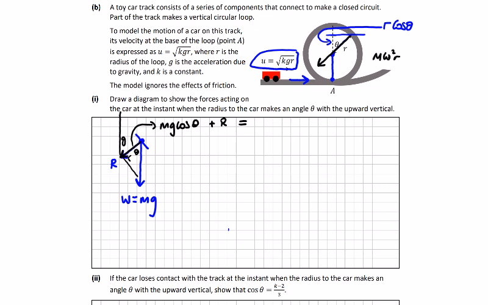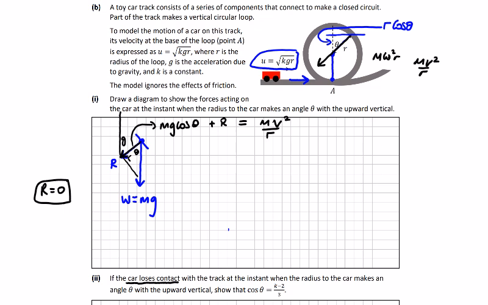m omega squared r or mv squared over r. And in this case, I think we're using mv squared over r. No mention of omega. Because if the car loses contact, I've read the second part, it means that the reaction is equal to 0. Obviously the car is going to keep moving, there'll be speed, but R is going to be equal to 0, so we do need things in terms of r here.